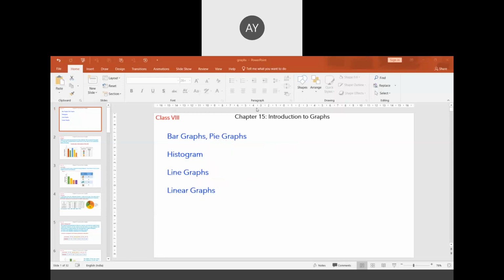So as I had mentioned in the previous class, there are only a few topics to be learned in this chapter. They are related to bar graph, pie chart, histogram, line graph and linear graph.